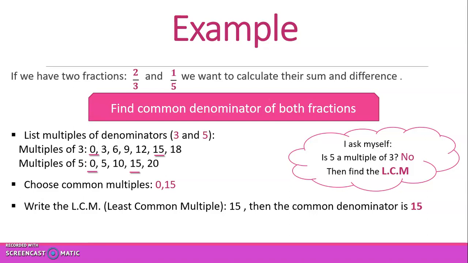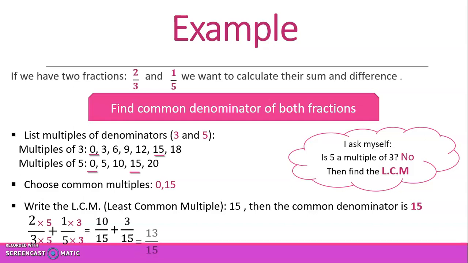Let us start with the sum. In the first fraction, the denominator is 3, means I have to multiply by 5 up and down. In the second one, the denominator is 5. I have to multiply by 3 up and down. Then I calculate the answer. Now the two fractions have the same denominator, which is 15. I keep it the same and only add the numerators.